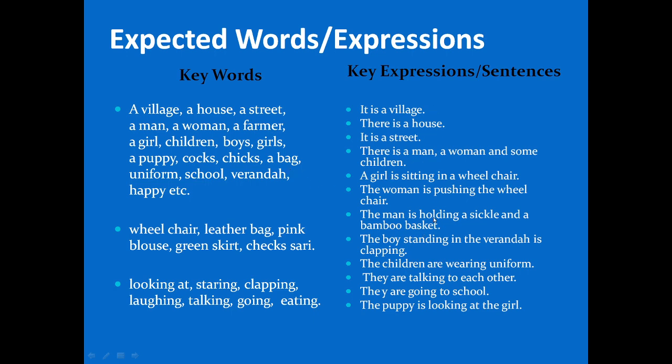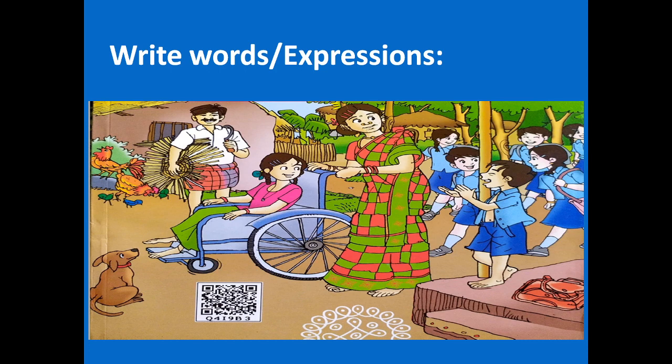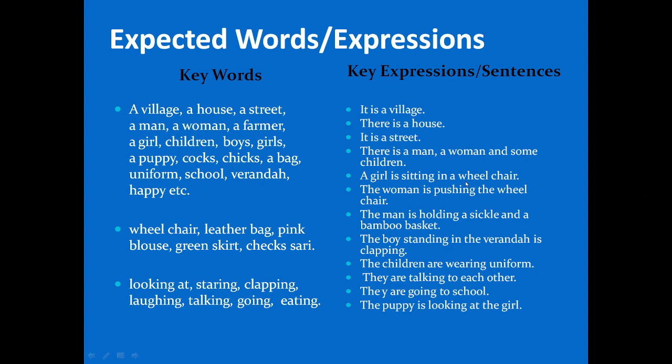If you observe the sentences, first the sentence starts with the place of the picture. Then the sentences talk about the persons of the picture, followed by the actions of the persons in the picture, and then the other living things and the other objects: what the living things are doing, where the objects are, and how the objects are. Just go through the sentences. So the sentences talk about all these things.